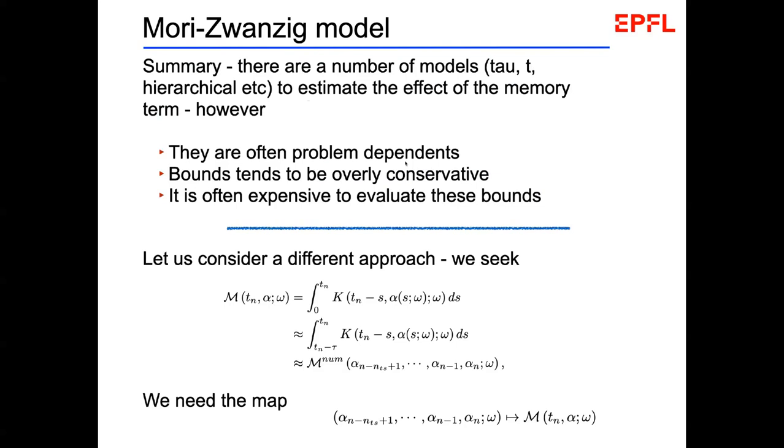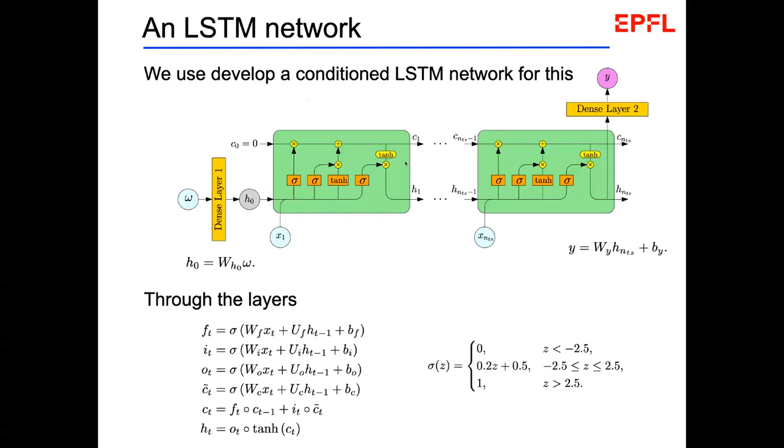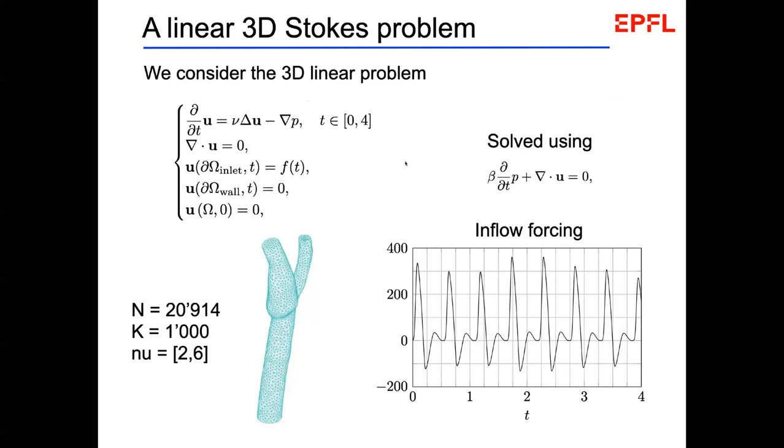And so this is where we now use a different kind of neural net, which is an LSTM, a long short-term memory network, trained such that if I give the network a sequence of solutions backwards in time, it tells me what this memory term should be. And this can then be used to correct the solution. Okay, so it's a relatively simple idea once you go through the different steps. So I'll show you two examples, and then we're at the end.